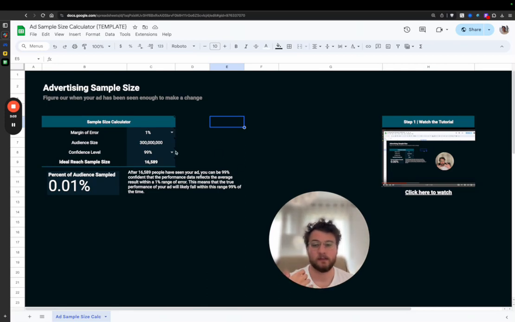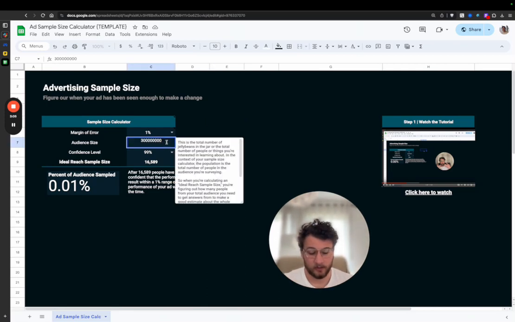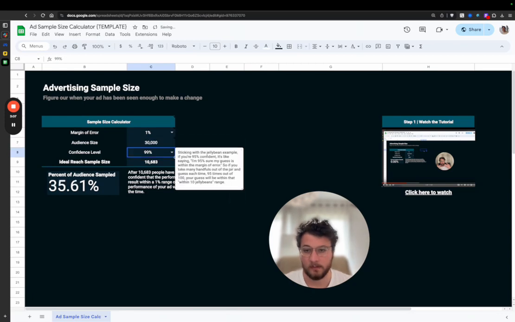And again, if we have a very small population, say we're doing a retargeting audience with very few people in it, we're going to have to reach a higher percentage of this population to say that the trend applies to the overall audience, right? So these are some of the factors you have to consider.